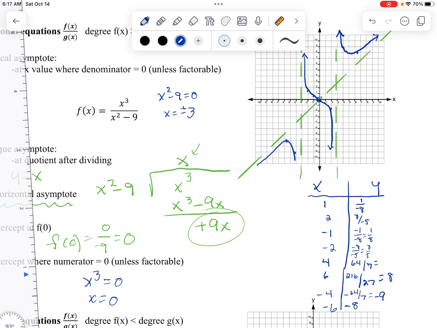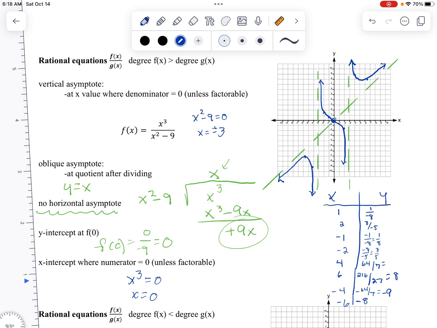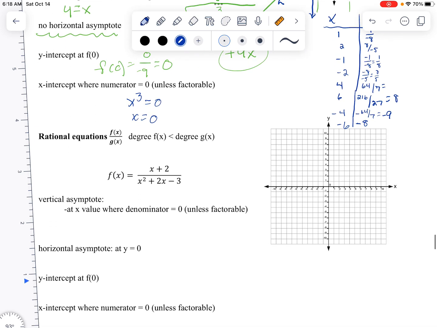And remember, your graph always goes towards its asymptotes. And so there's a nice approximation of this graph. And feel free to put it into Desmos and compare. All right, one other example.